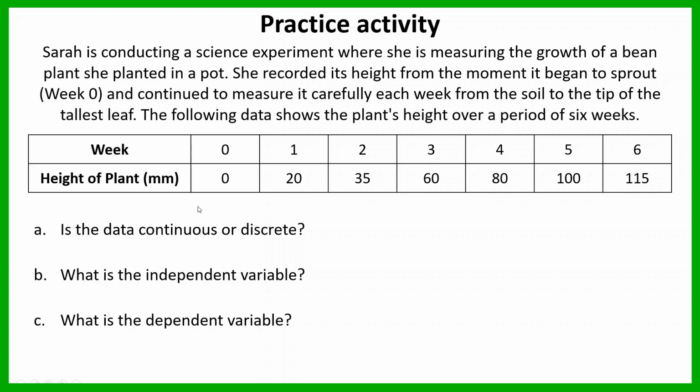So you can see in the table over here, these are the weeks. So we've got week 0, week 1, week 2, and so on up to week 6. And then we've got the height of the plant that she measured at each of those points in time. I'm going to give you 1 minute to answer these questions where you have to determine if the data is continuous or discrete, and which variable is independent and which variable is dependent in this example. So you have 1 minute to answer those 3 questions.